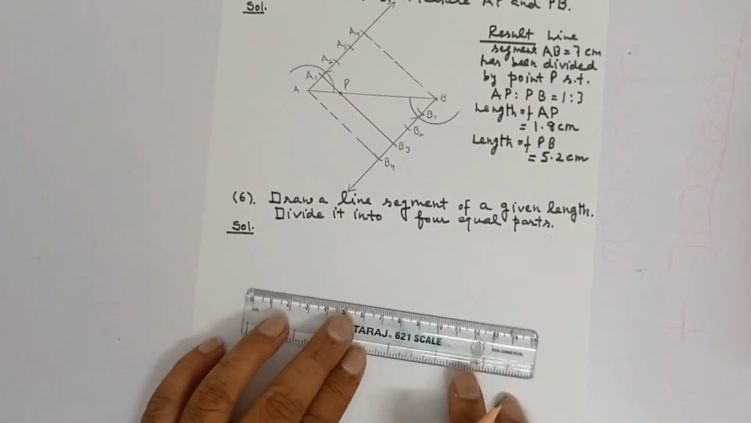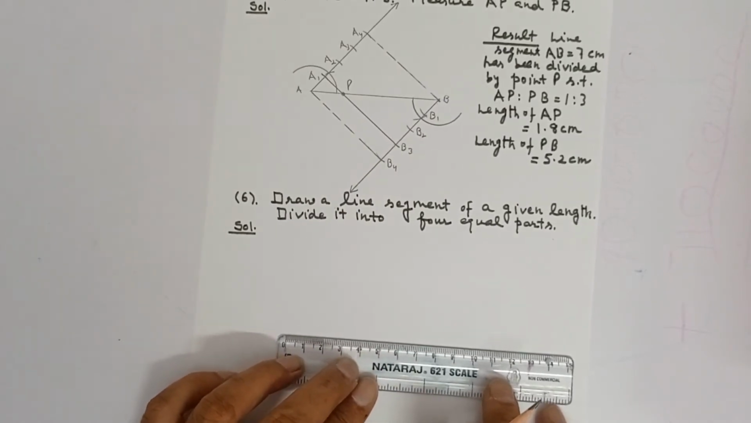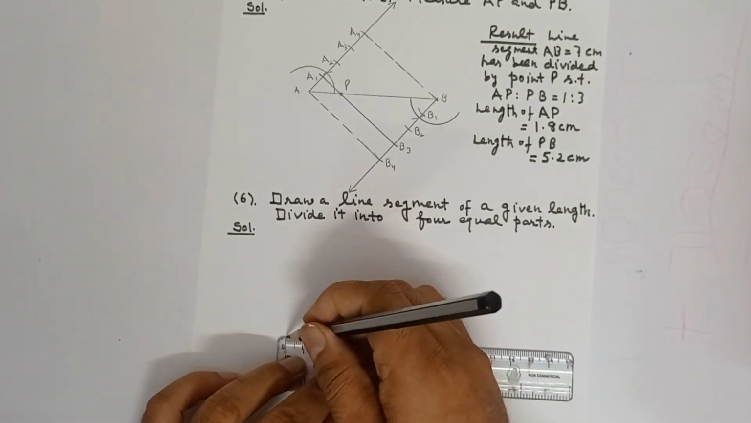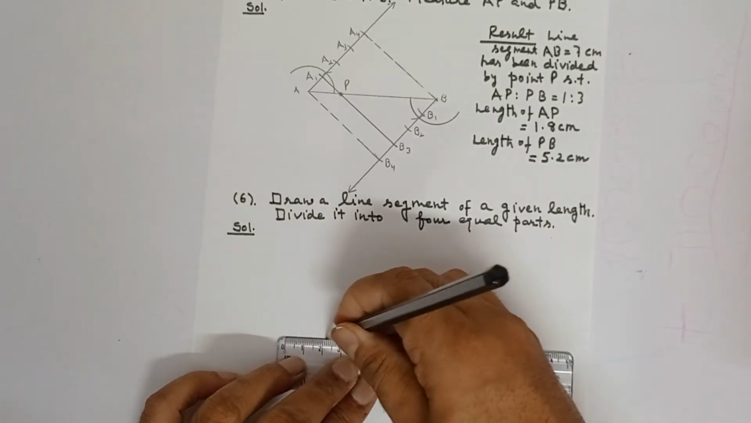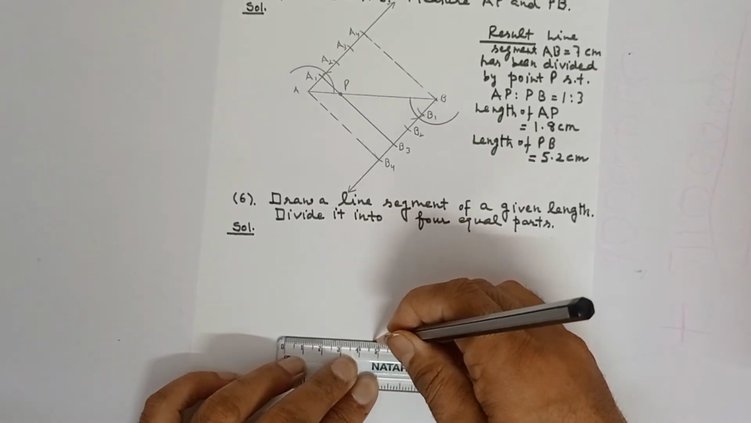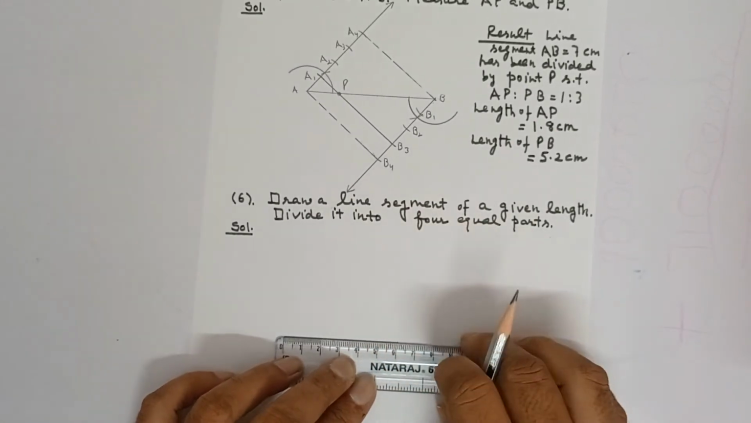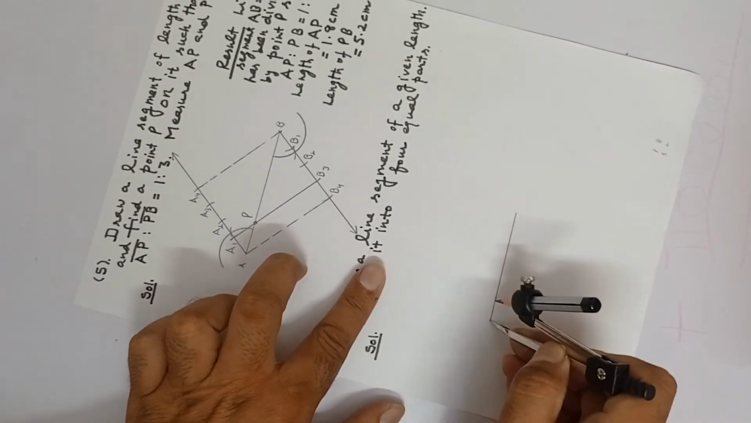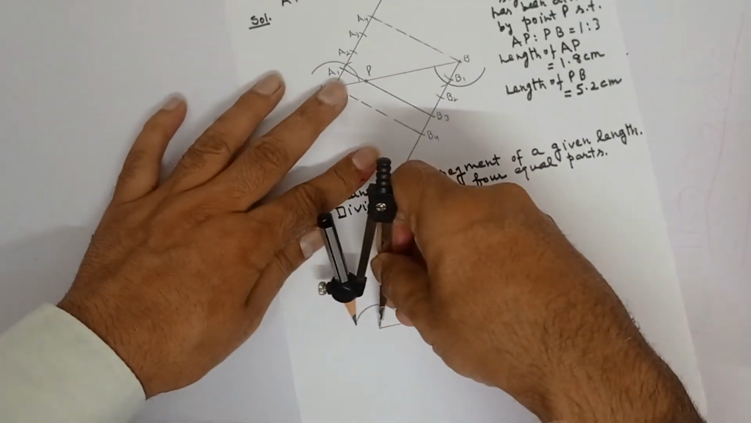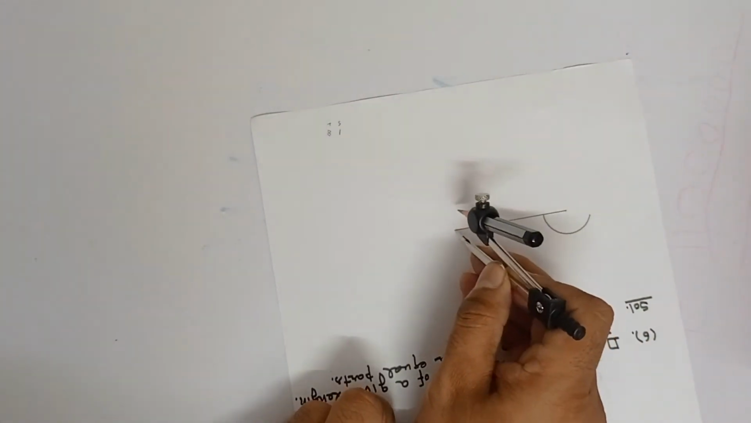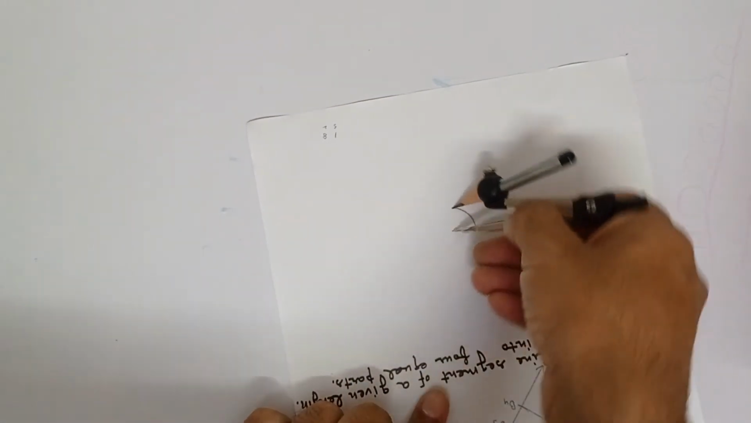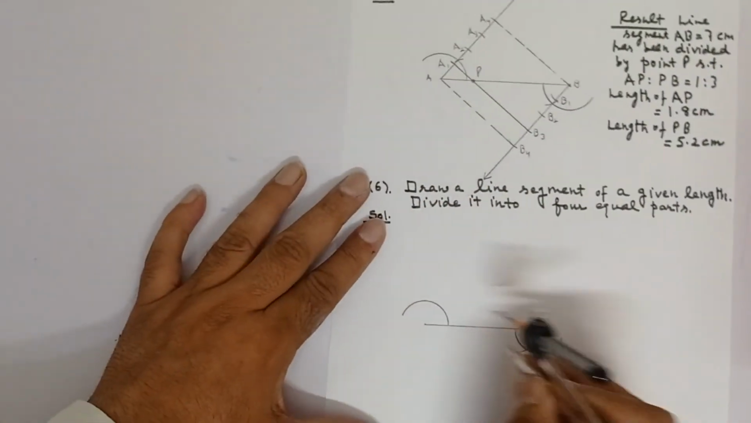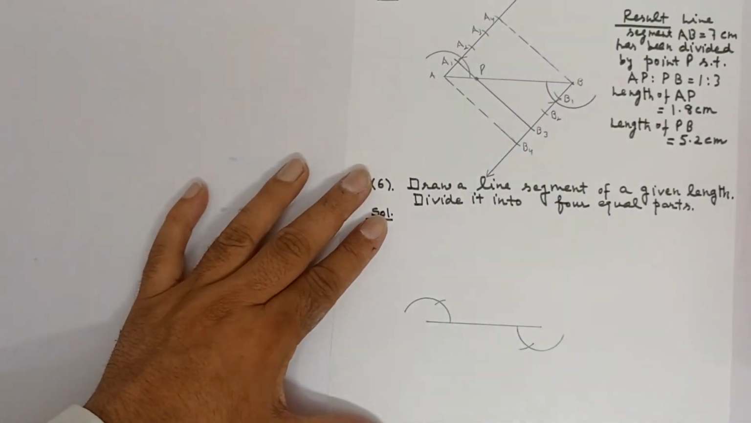Next is draw a line segment of a given length. It is not given what length. So by estimate we can take 5 centimeter, 6 centimeter, 7 centimeter, your own choice. So suppose I have taken here 6 centimeter and divided into 4 equal parts. It is same type of question as you did question number 1 of the exercise. Acute angles at both the points. From here this is 60 degree, and again from here this is 60 degree.